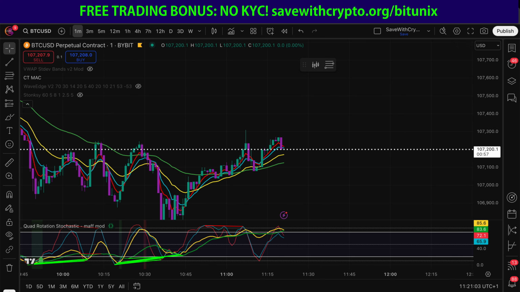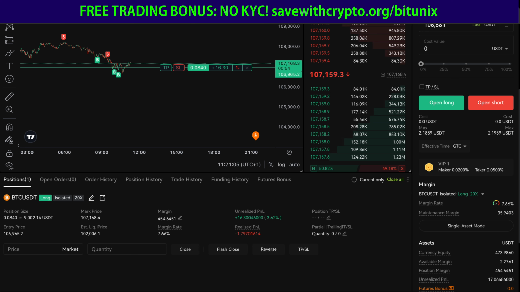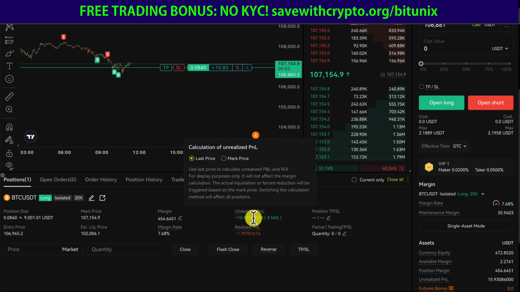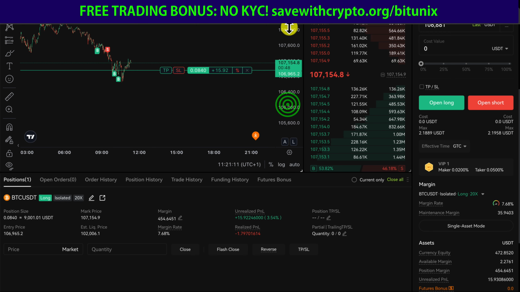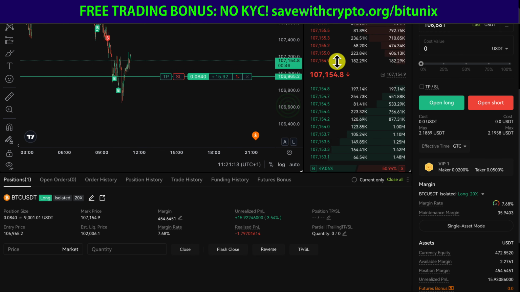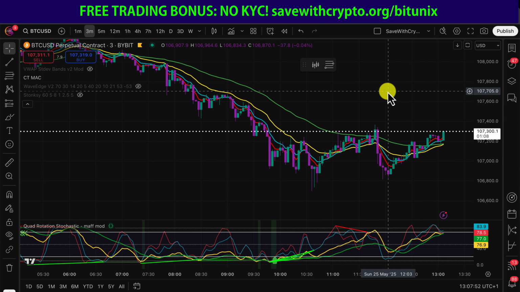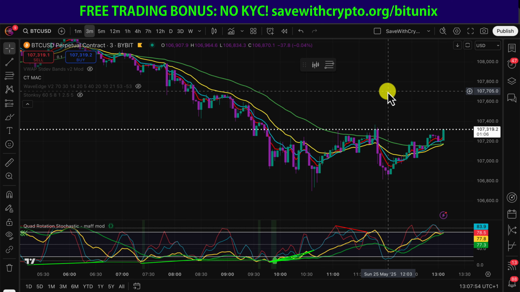And if we look at the trade now, it should be in profit. Okay, only $15, $16, but 3.54%. That's okay. At least it's going the right way.